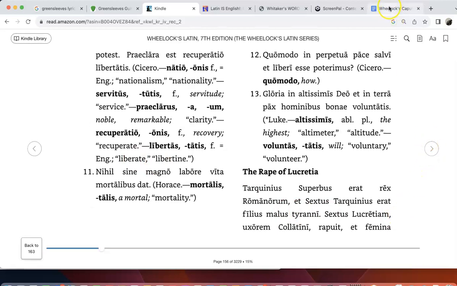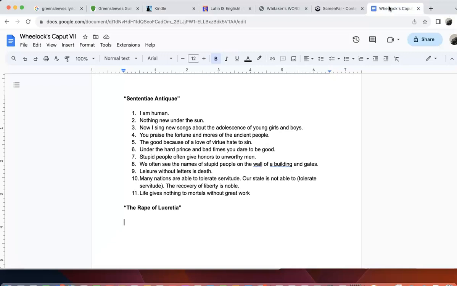All right, so let's put this into English for you here. So Tarquinius Superbus was king of the Romans.